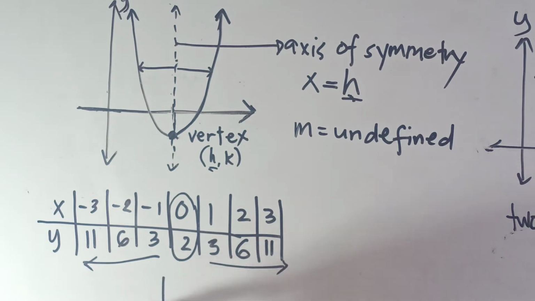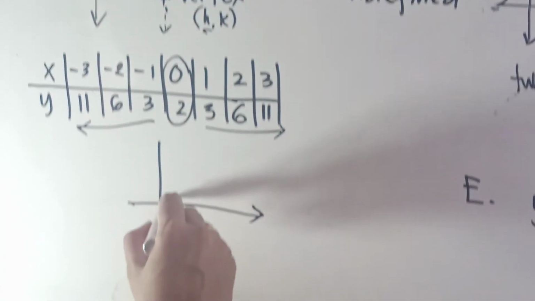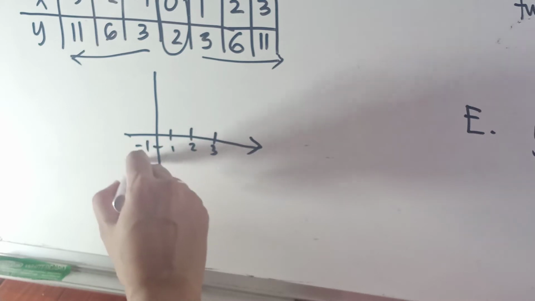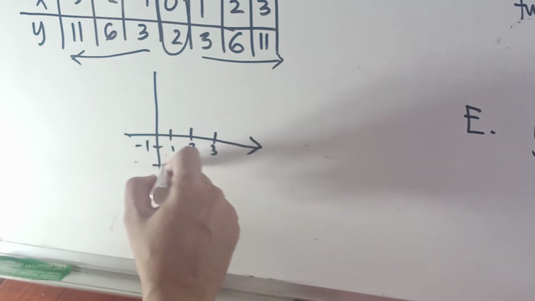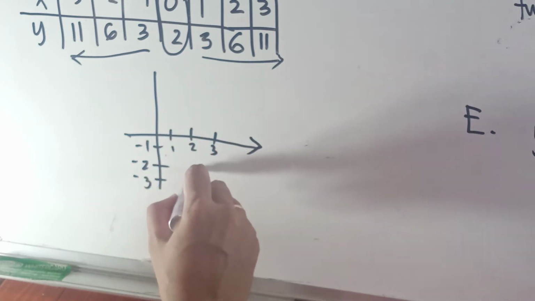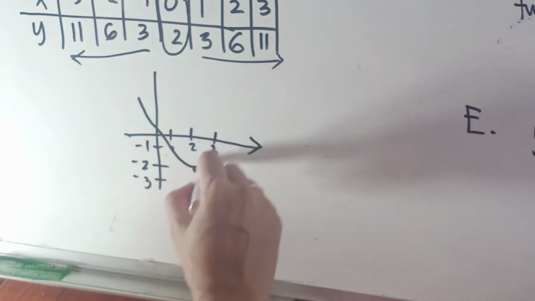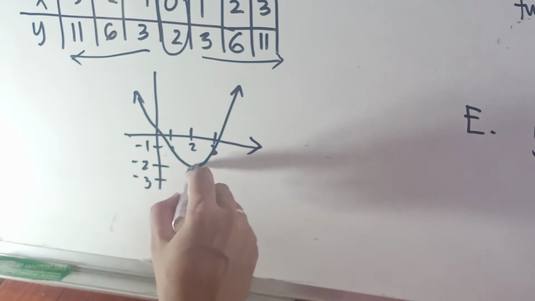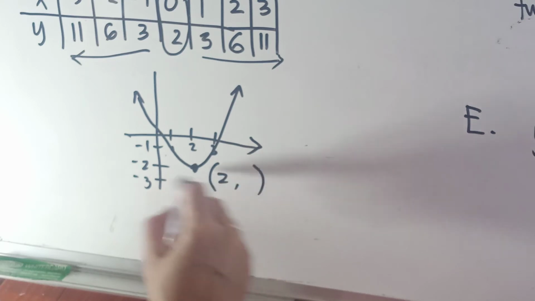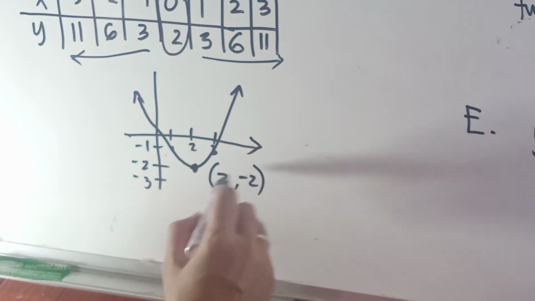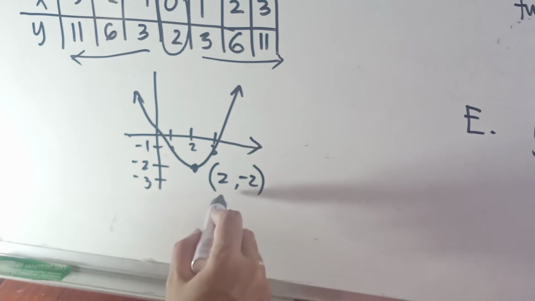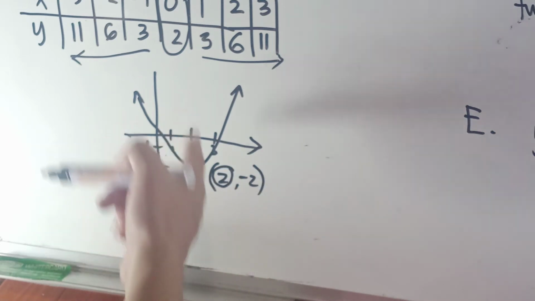So example, okay, here 1, 2, 3, 1, 2, 3, and here negative 1, ay diri kay negative 2, negative 3. Okay, then naa diri ang vertex sa parabola, so this is the parabola. So the coordinates of the vertex are 2 and negative 2. Ang iyang ordered pair sa vertex kay 2, negative 2. So what is the value of h here? That is 2.